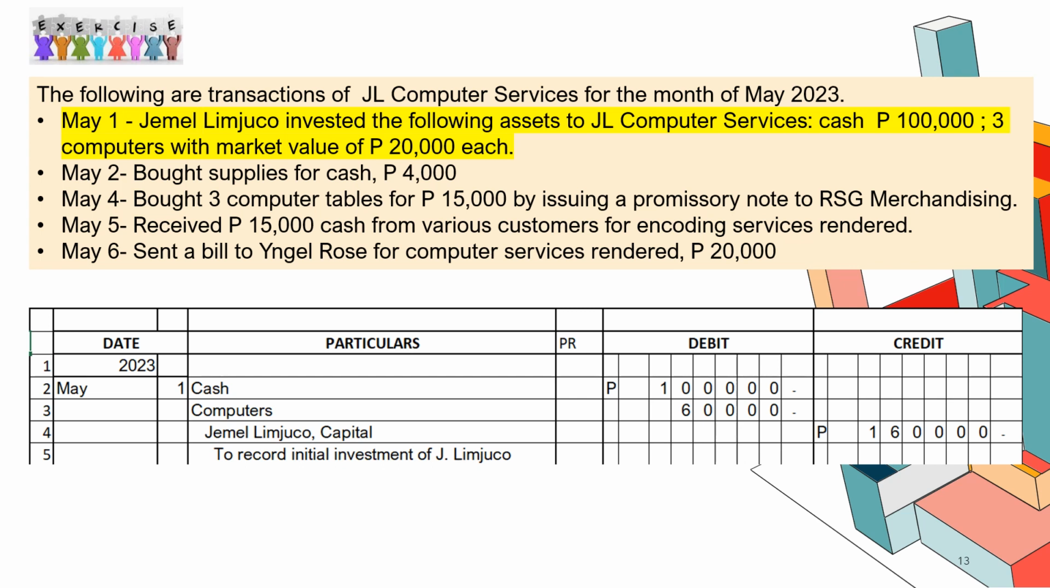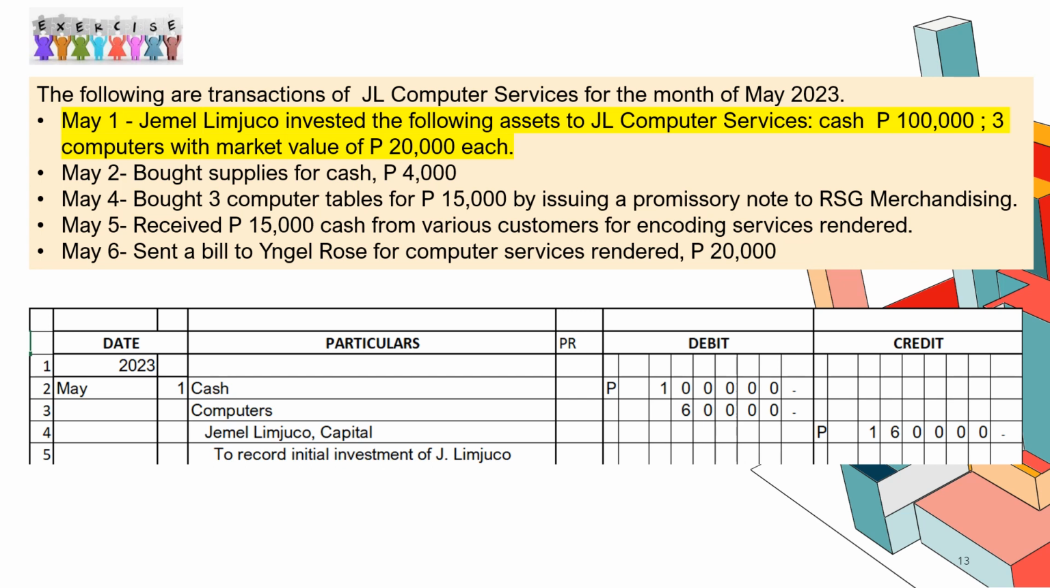And then the explanation is to record initial investment of J. Limhoco. Okay, this entry is called a compound entry. If your entry has more than one debit entry or more than one credit entry, that's actually a compound entry. If you want, you can also present it as 2 entries.